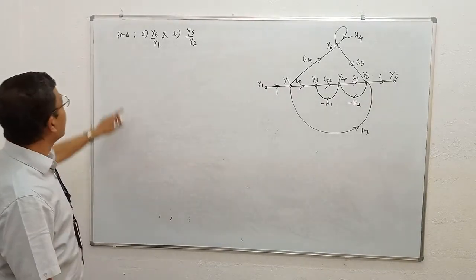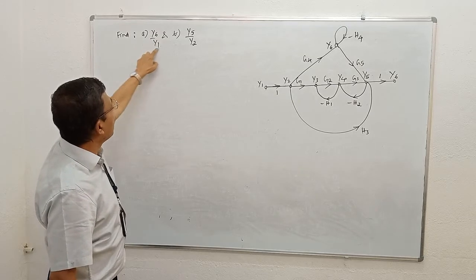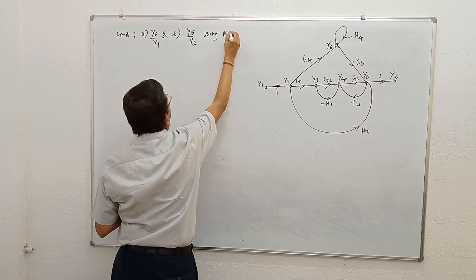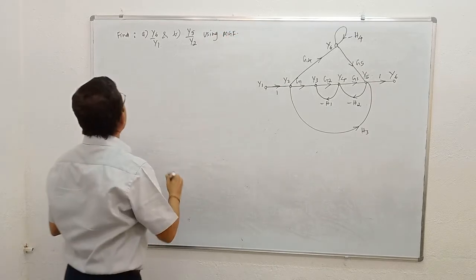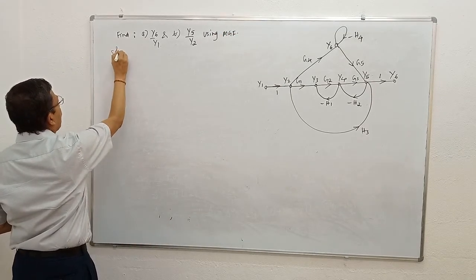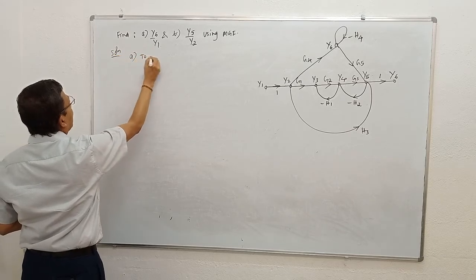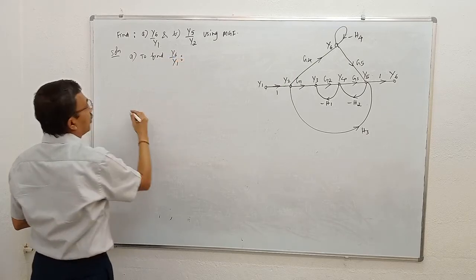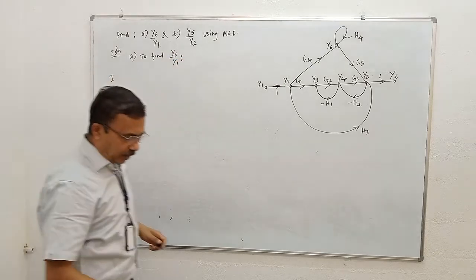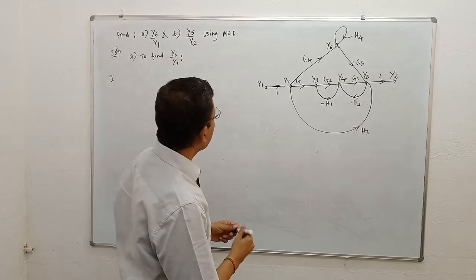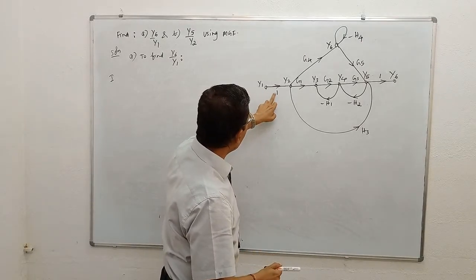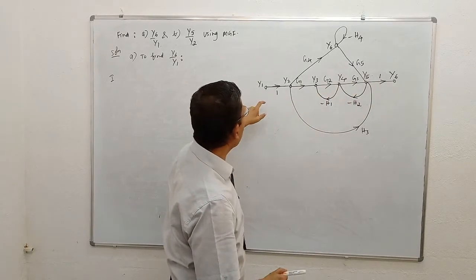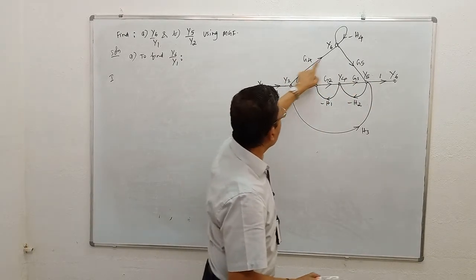Next problem. Find y6 by y1 and y5 by y2 using Mason's gain formula. First I will solve it. We will first solve part A. Part A is to find the ratio y6 by y1. Step 1. How many forward paths are there? See, first forward path is 1, G1, G2, G3, 1. Second forward path is 1, G4, G5, 1.